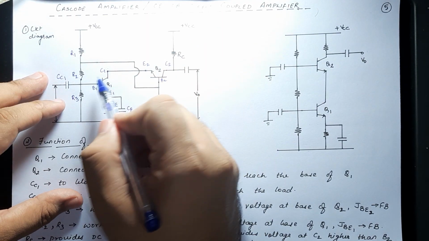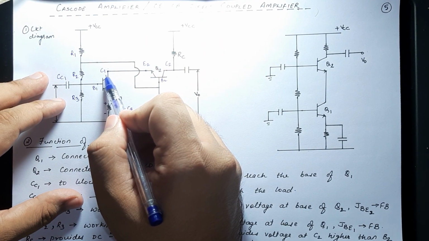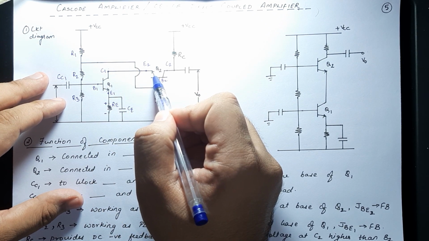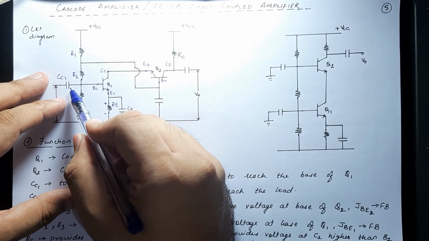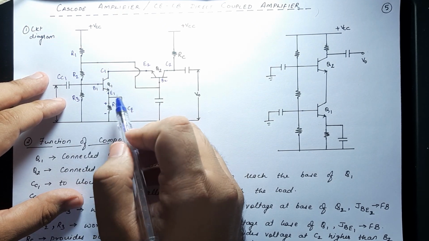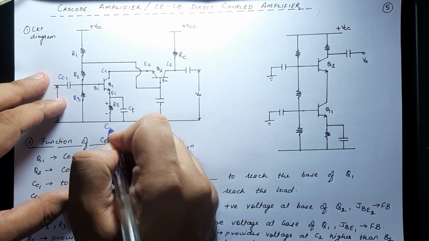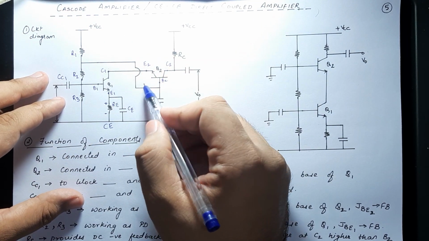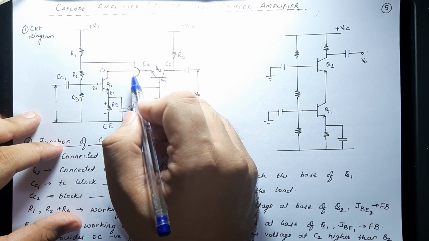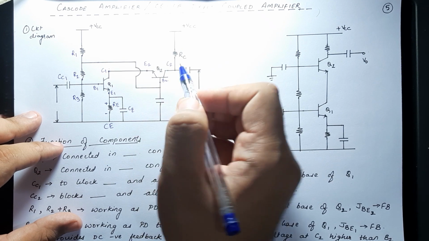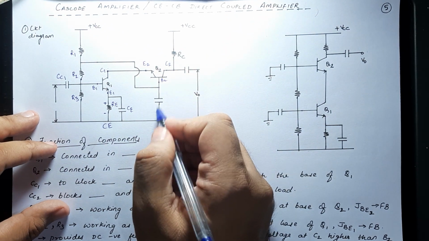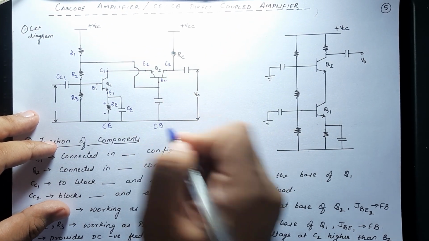Now C1, the collector terminal of the first transistor, is connected to the emitter terminal of the second transistor. If we come to the first transistor, input is via the base and output is via the collector. The common terminal is the emitter, which is common to both input and output. Hence this transistor Q1 is connected in CE configuration. When we come to the second transistor, the input is via the emitter, the output is via the collector, but the terminal common to both input and output is the base terminal. Hence the second transistor is connected in a CB configuration.